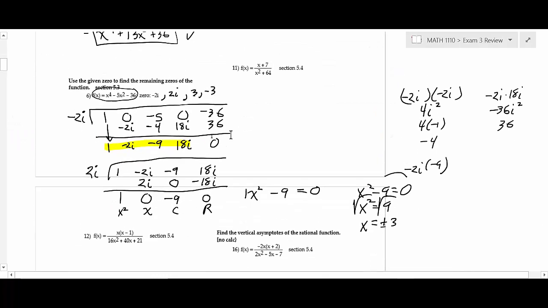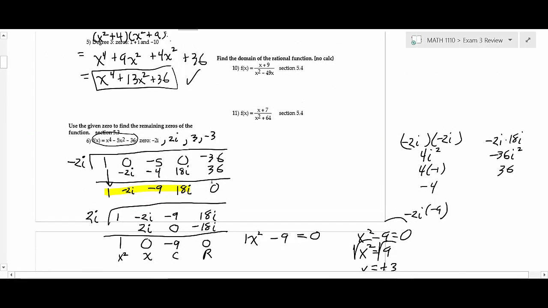Okay, let's go over domain. All right, so if you have a rational function, you have a polynomial on top, polynomial on bottom. What do you look for on the domain? You look for problems, right? Which on a fraction, what's the problem? Zero denominator, exactly, okay?